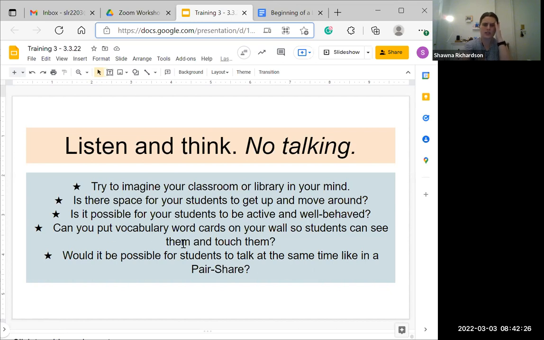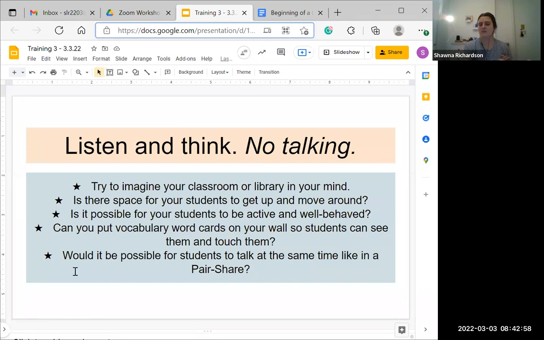The next question to think about, which Sally mentioned earlier, in your classroom, can you put vocabulary words on the wall? Are you able to write on cards and put them to the wall or on the board so that all the students can see and touch them? As many activities ask the students to touch the words and find the correct vocabulary word.